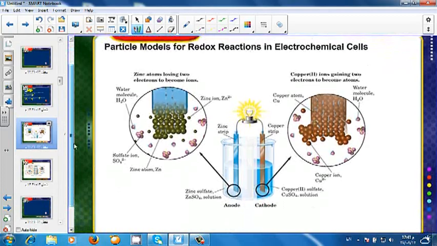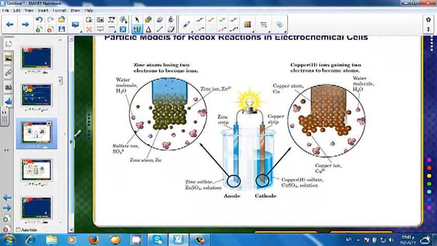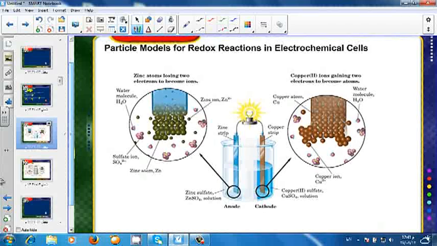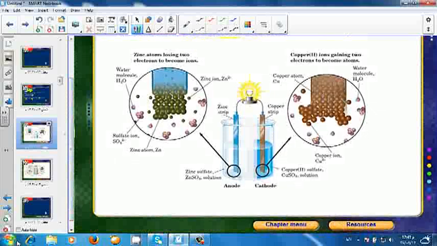Now focusing on the Voltaic cell, focus on the title: practical models for redox reactions in electrochemical cells, or the Voltaic cells, or the galvanic cells. So you see that we have two reactions, an oxidation half reaction and a reduction half reaction. That's why they are considered redox reactions, connecting it with chapter 19 as we covered before.